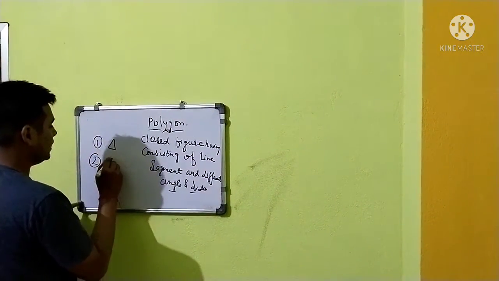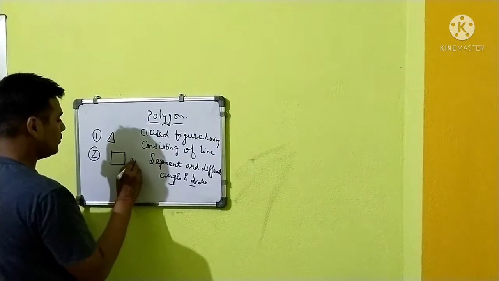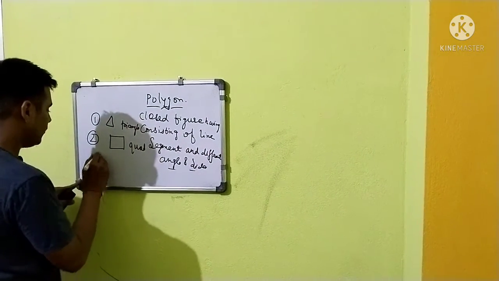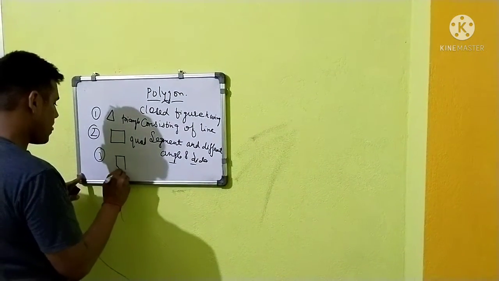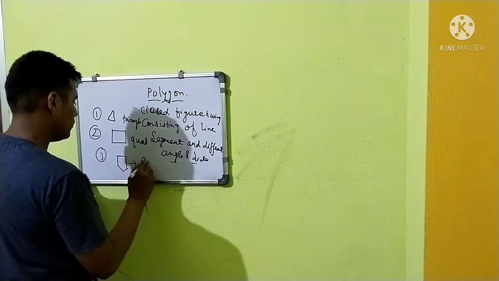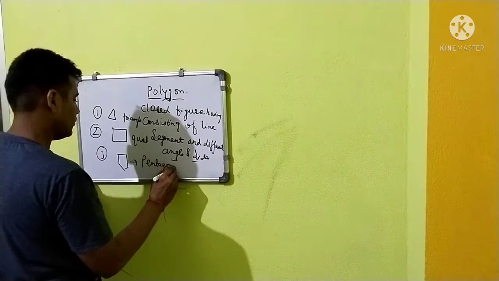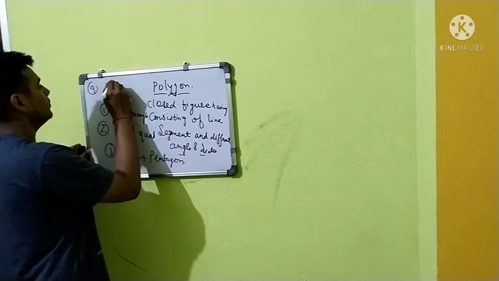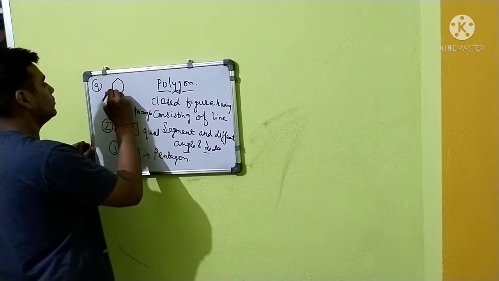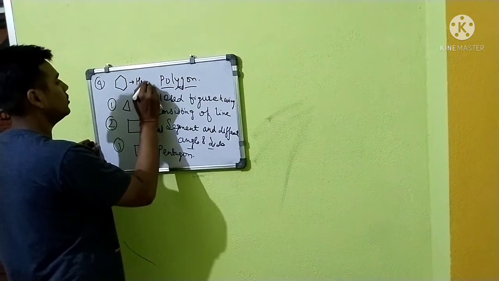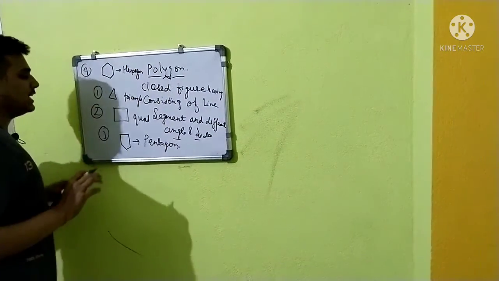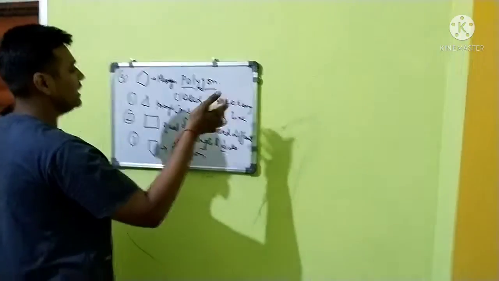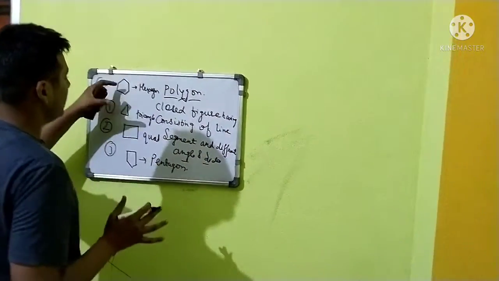Second one, if there are 4 points, we can draw a quadrilateral. If there are 5 sides, we can draw a pentagon. If there are 6 sides, we can draw a hexagon. Similarly, if there are 7 sides, heptagon, octagon, nonagon, decagon. That means polygons are of various shapes. How you modify it gives various shapes.